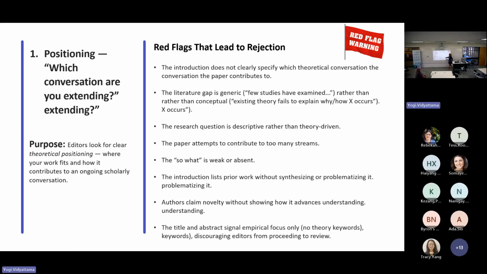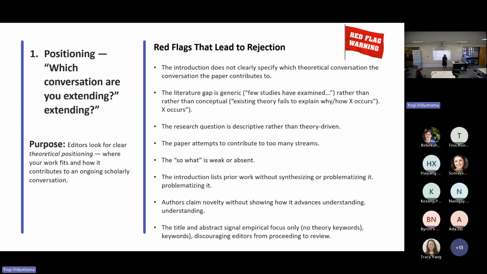The introduction lists prior work without synthesizing or problematizing it. That is another thing you see, especially either in the introduction or in the literature review, where it's like X did this, Y did that, then C added this comment, and then it reads like a collection of sentences with no actual synthesis that is leading to what you're going to do in the methodology and moving forward.